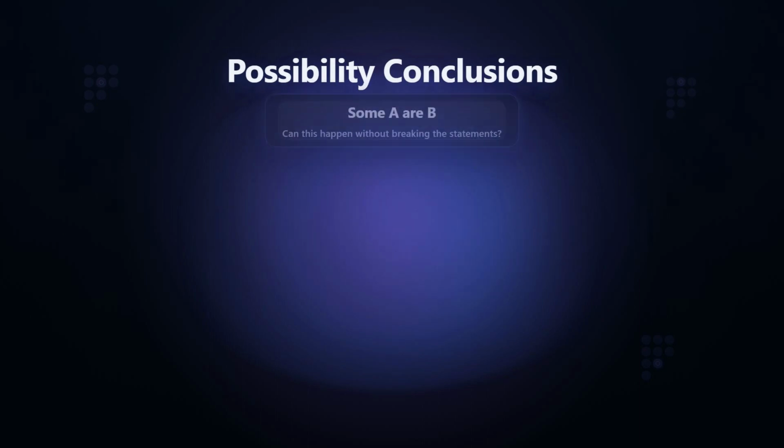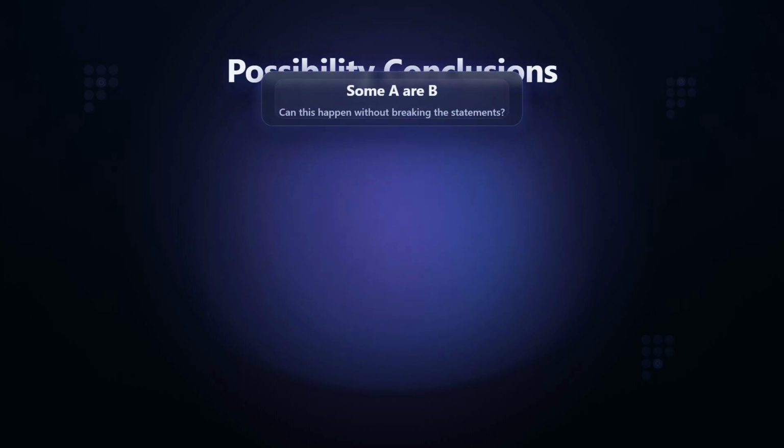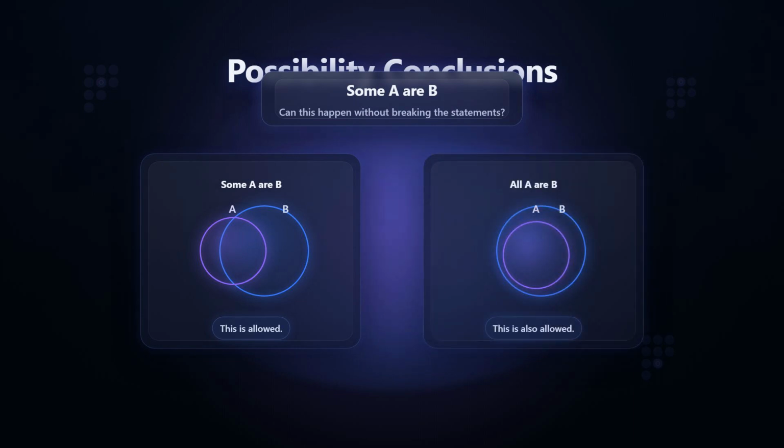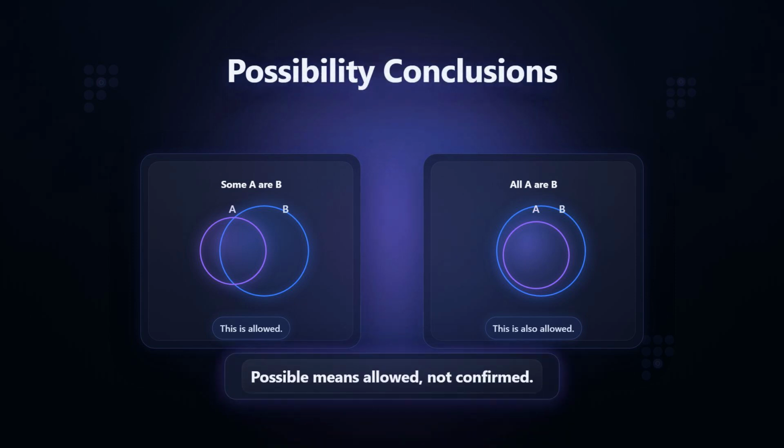Now comes a special type of conclusion, possibility. A possibility conclusion does not ask, is this definitely true? It asks, can this happen without breaking the statements? For example, if some A are B, then it is possible that all A are B, but it is not guaranteed. So remember, possible means allowed, not confirmed.